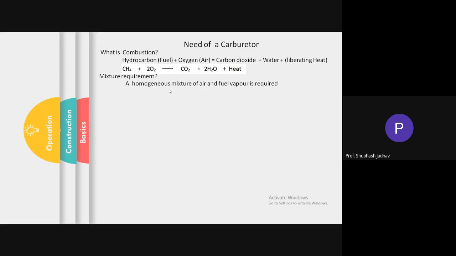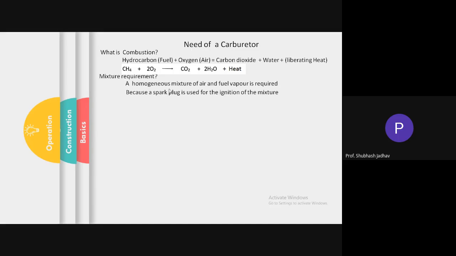So we want a homogeneous mixture of air and fuel vapor. Here I have written very clearly, we are talking not of the fuel but of fuel vapor. So for fuel vapor and air, we have to ensure that the mixture is homogeneous. This homogeneity is very important in the case of the SI engine.